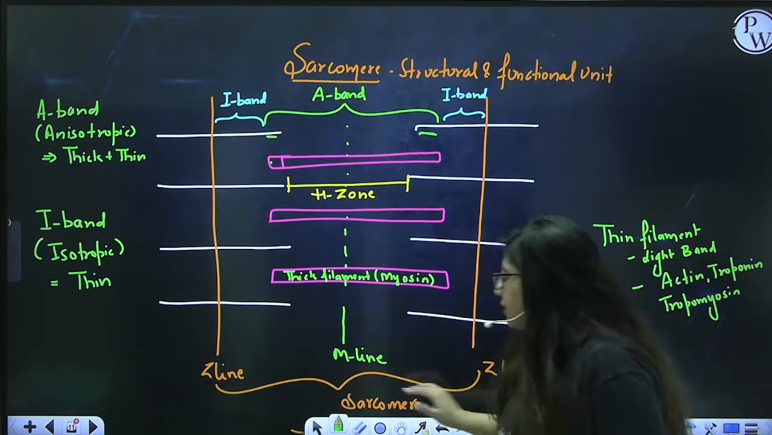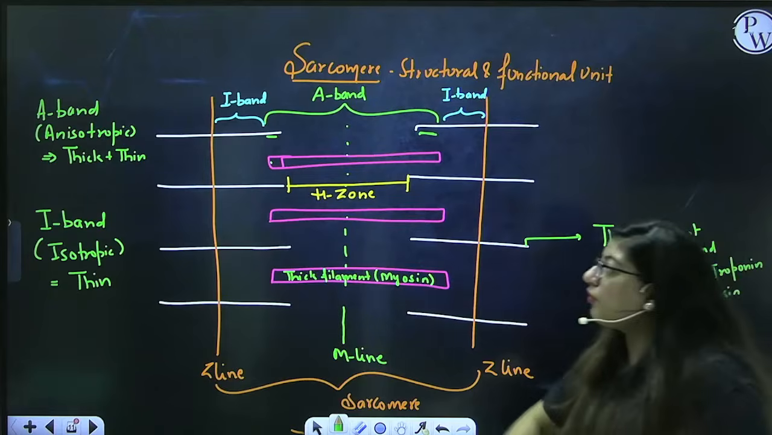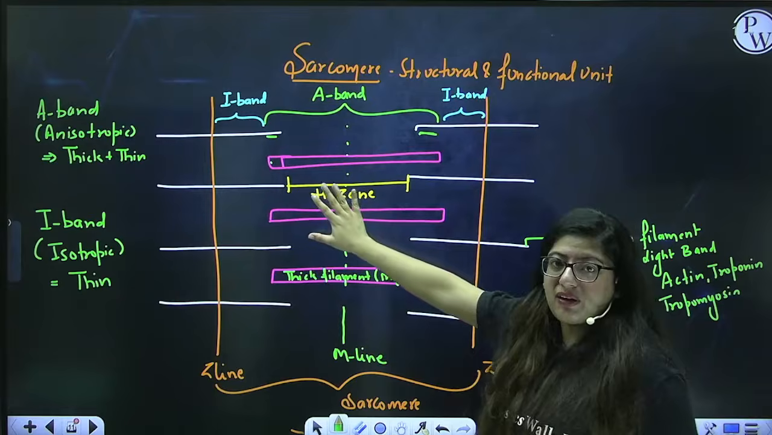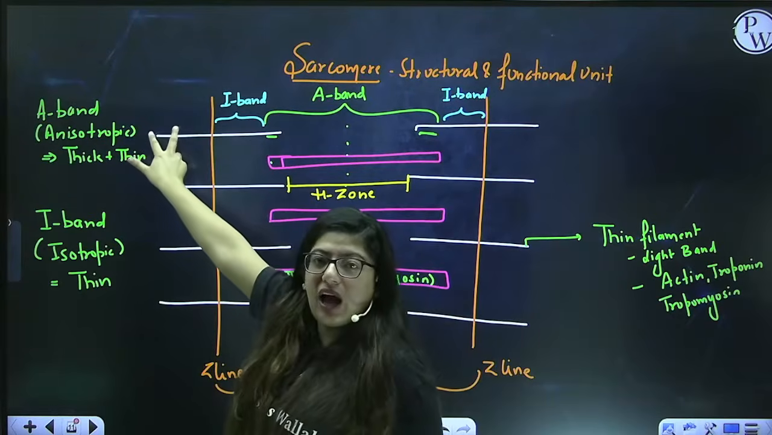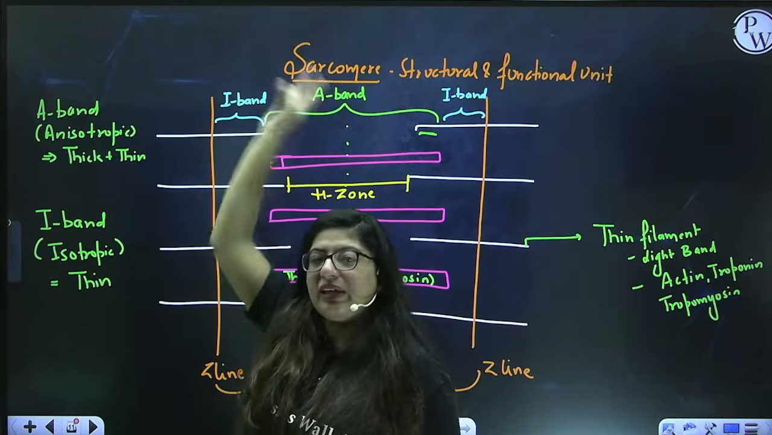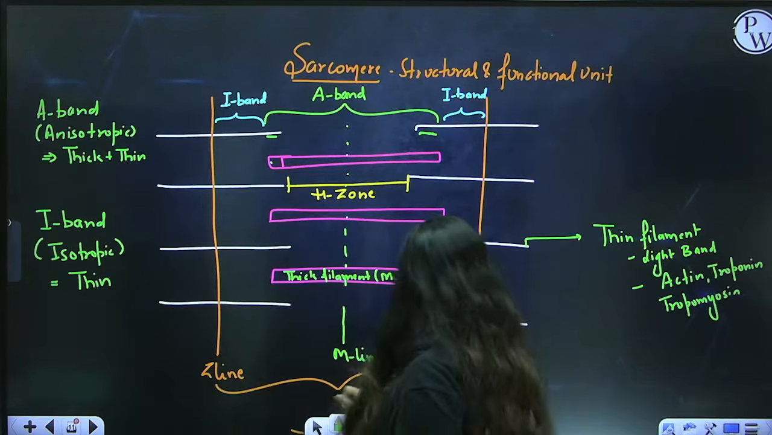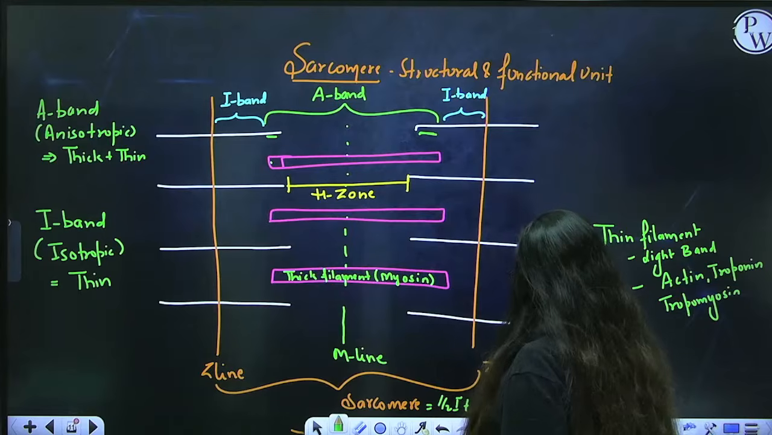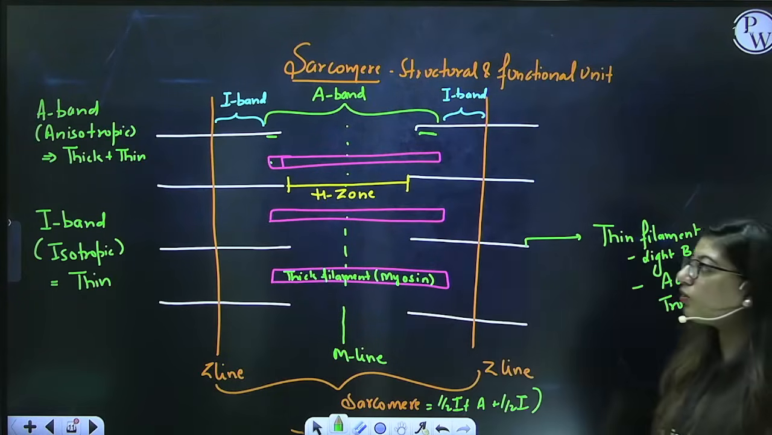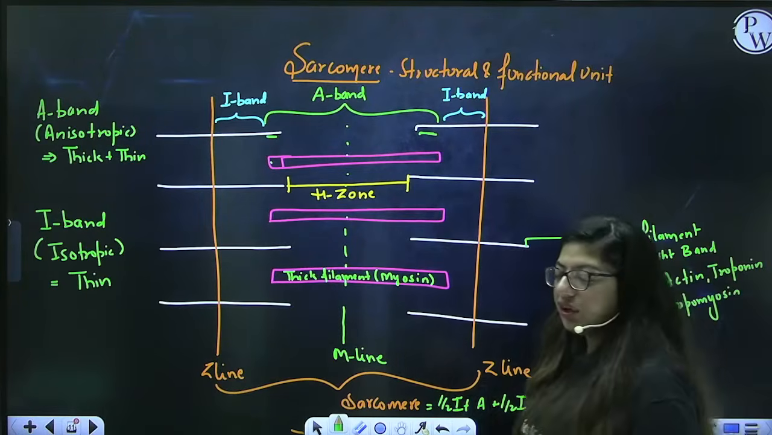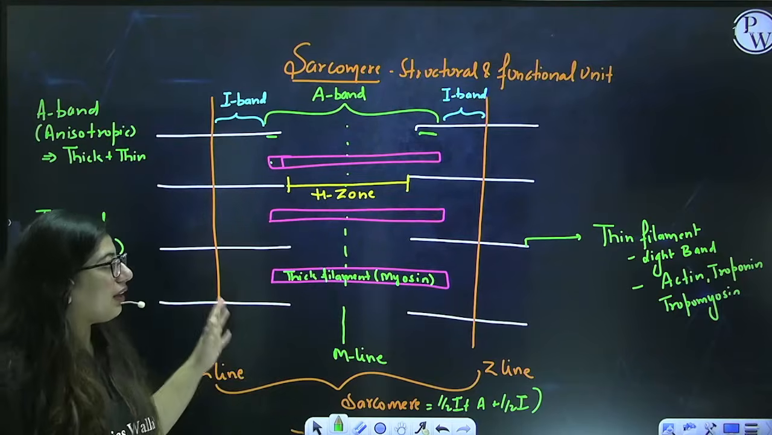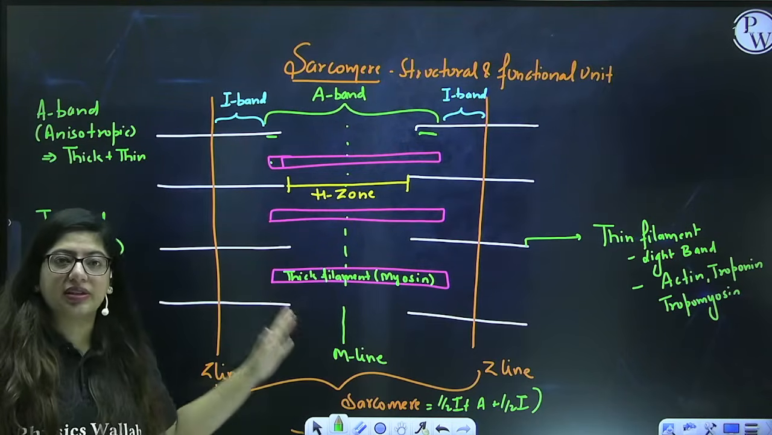So this sarcomere is made up of this half I band, this half I band, and this complete A band. Why is this half? Because half of this I band is present on the subsequent sarcomere. So a sarcomere is made up of half I plus full A plus half I band. This is the structural and functional unit of your muscle. So this is all about your skeletal muscle and a very important structure known as the sarcomere.